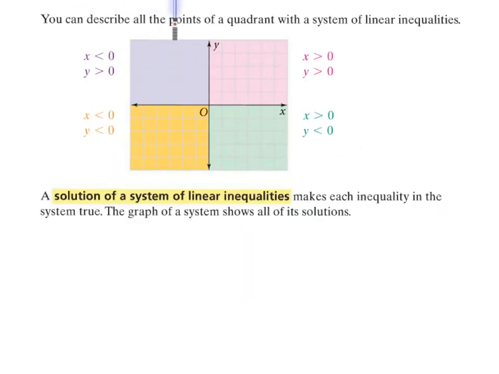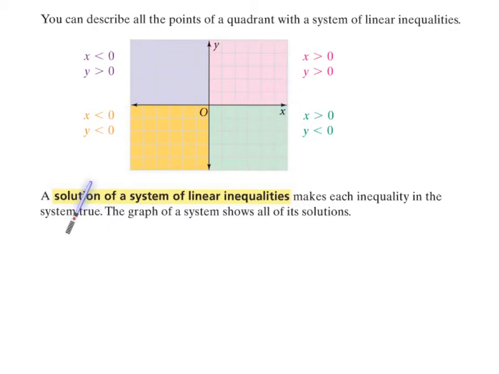You can describe all of the points of a quadrant with a system of linear inequalities. This region up here, x and y are both greater than 0. In this purpley gray region, x is less than 0, but y is bigger than 0. In the orangey yellow region, x and y are both less than 0. And in the green region, x is greater than 0 and y is less than 0.